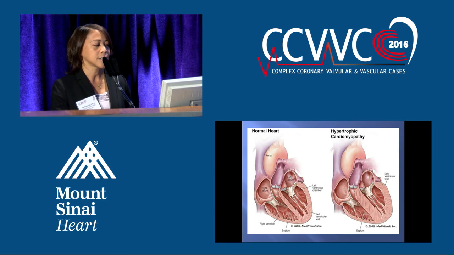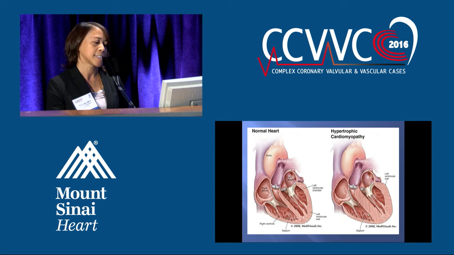Again, you can see here is a normal heart, the normal ventricles, the normal size of the septum and the walls. And on the right, we have hypertrophic cardiomyopathy. You can see the difference. The septum's extremely widened, and the walls are thicker.